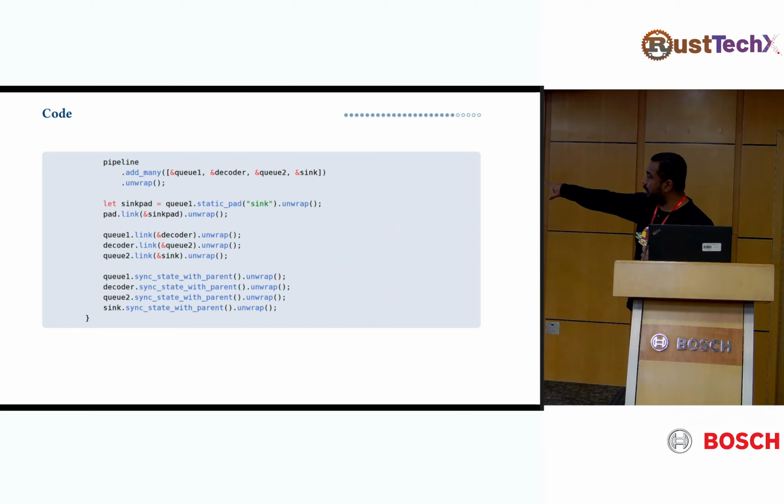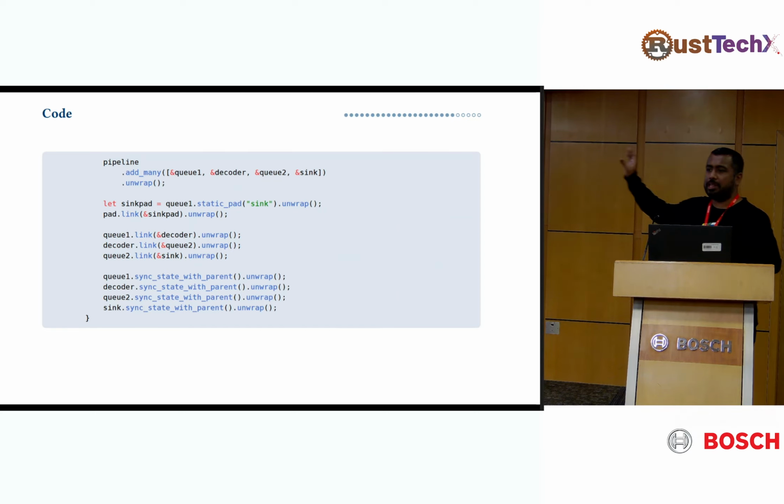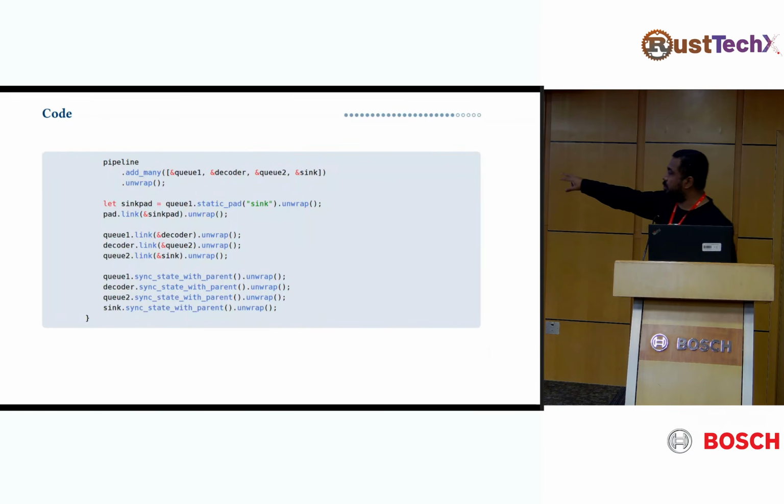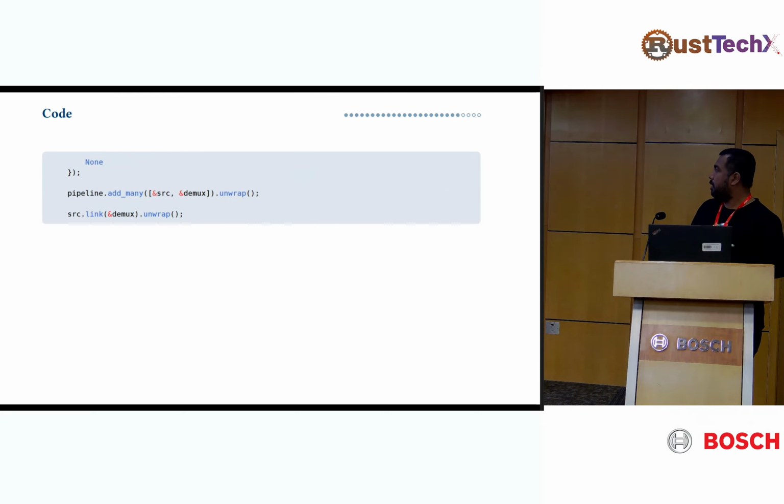The other important thing is I'm linking them. So all the elements that I added, all the blocks that I'm adding, they are first added to the pipeline through that pipeline add many call, and then I'm actually linking them through those three link statements. The queue is linked to the decoder, or basically the demuxer. Then that is linked to the queue again, and the queue to the sync. And so the closure has ended.